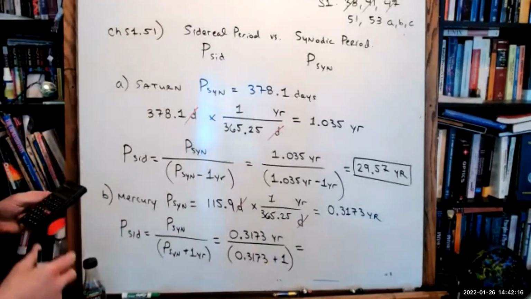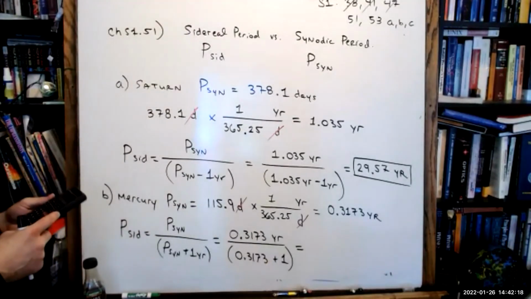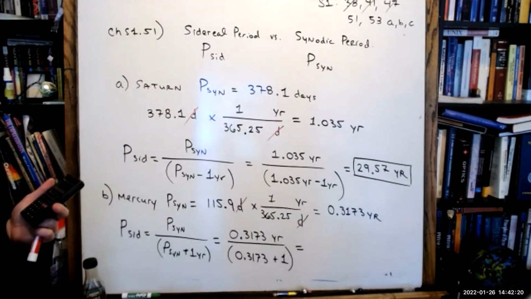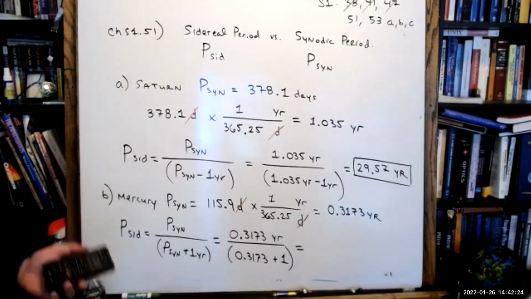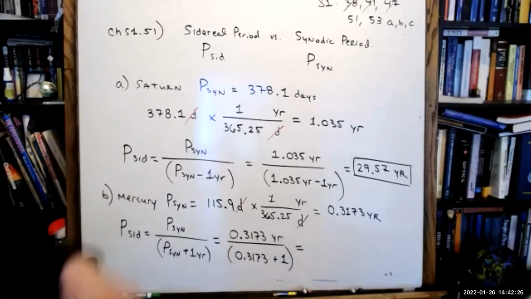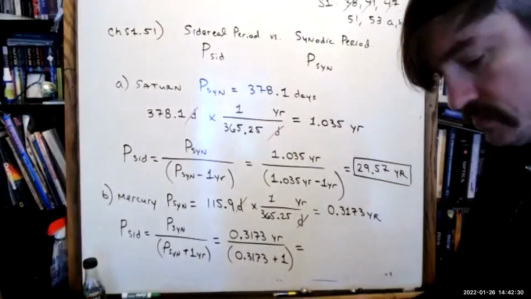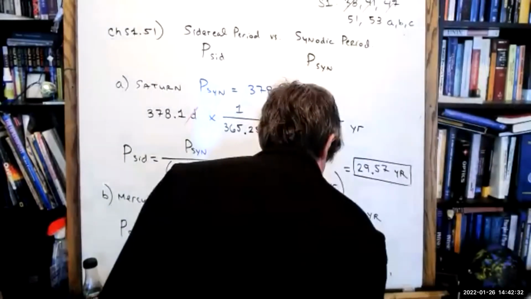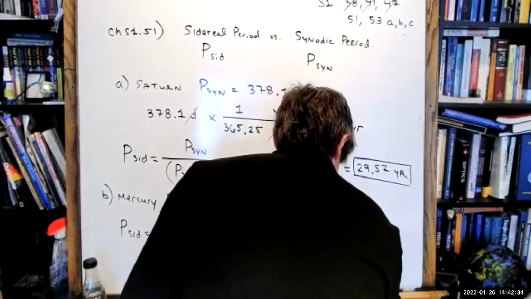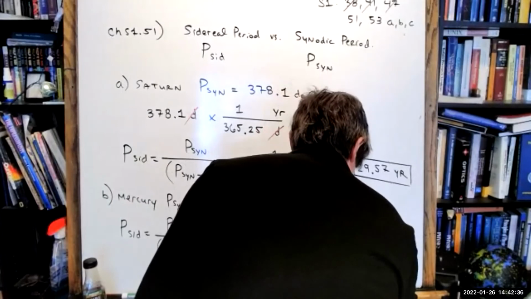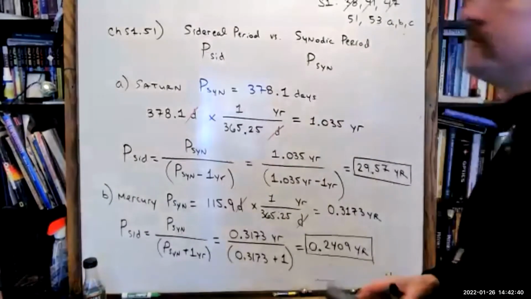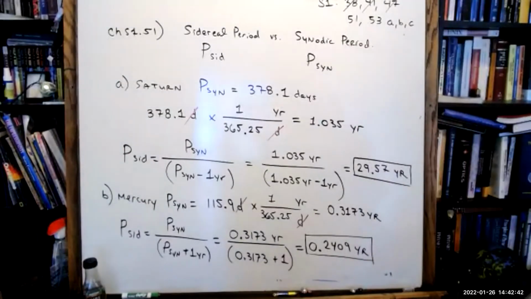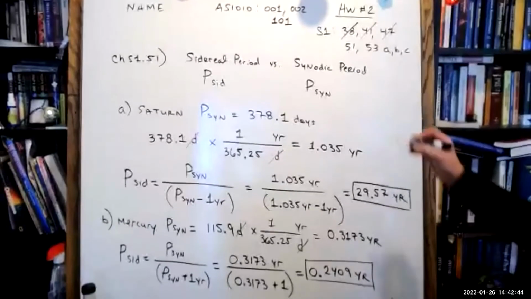What do you get? You guys should be punching. Everyone punch. Okay. 0.2409. Units? Years. Box it up. That's a classy move. And we'll call that done. No part C.